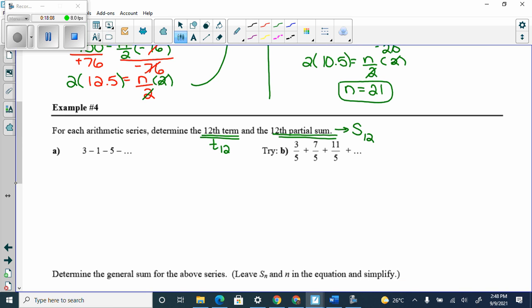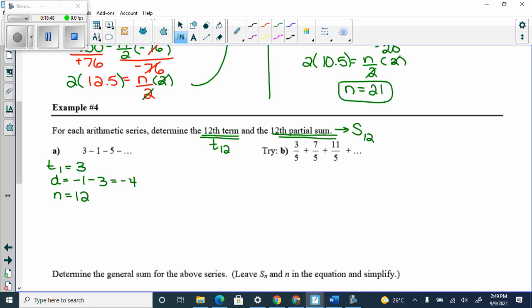So let's write what I do have. For this, I have T1, which is 3. And I have D. D is negative 1 minus 3, which equals negative 4. Now, this is also where your brains will go. You're like, I don't have n. You do. They gave it to you. Honestly, when it's given to you like this, most people can't find it. But n equals 12.